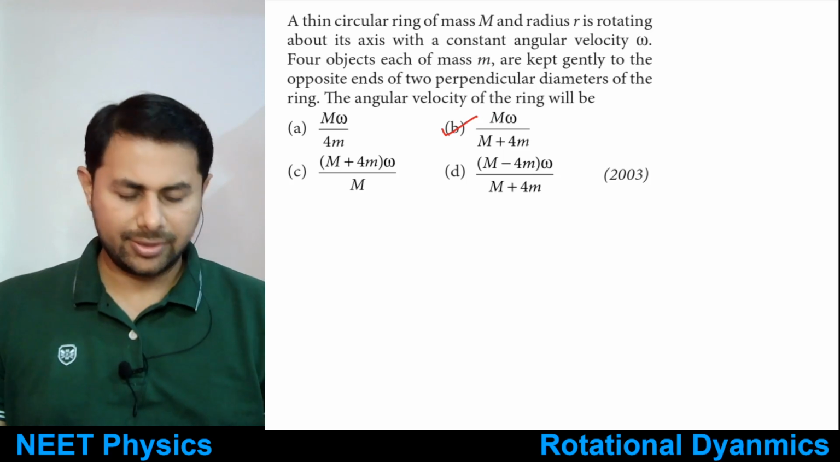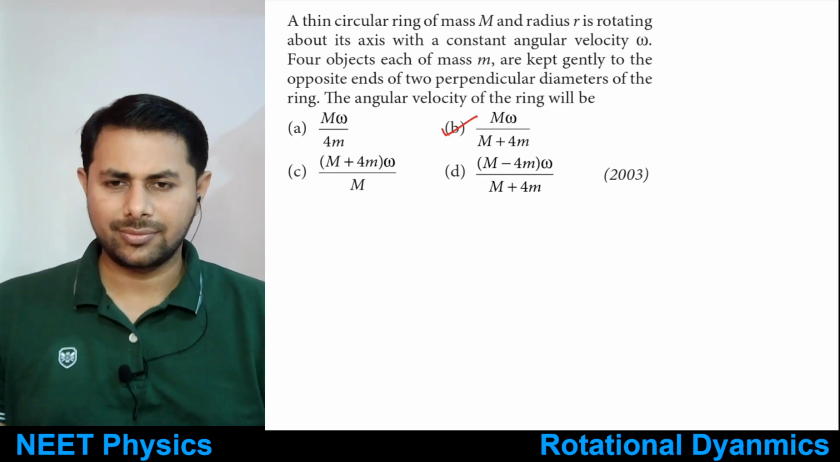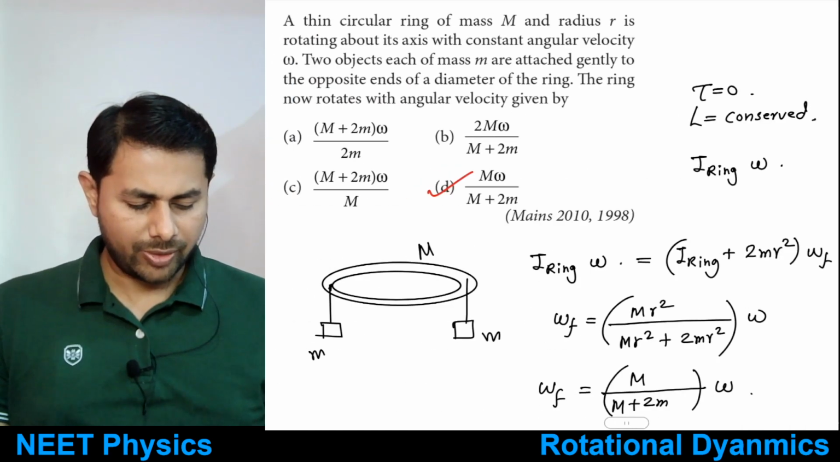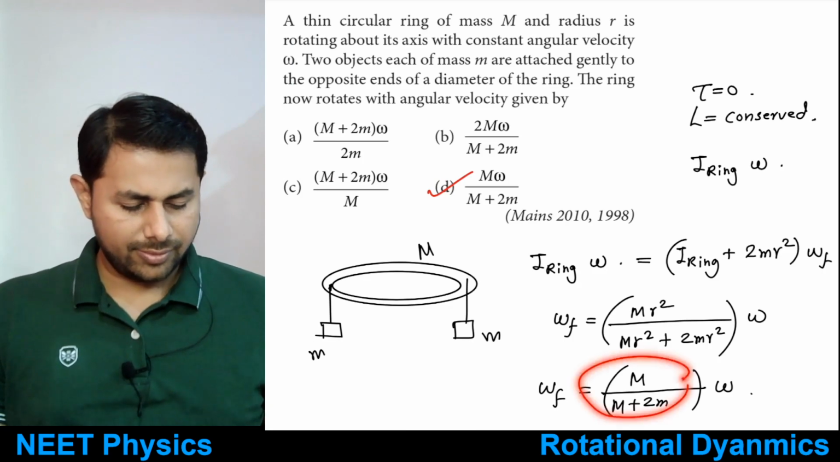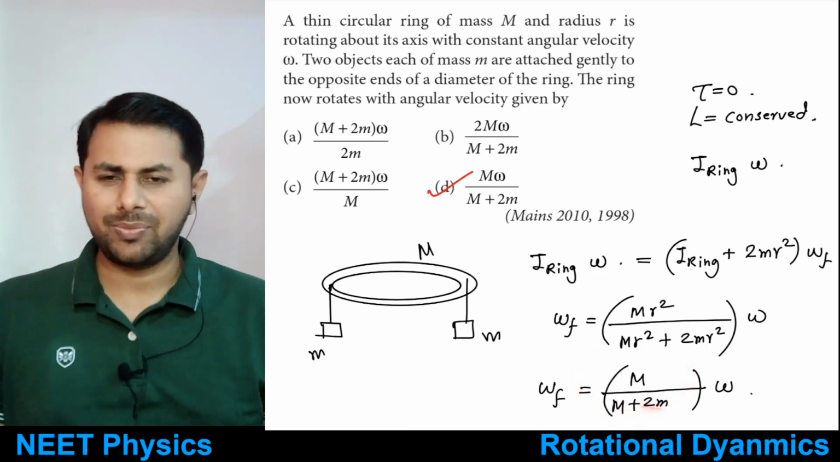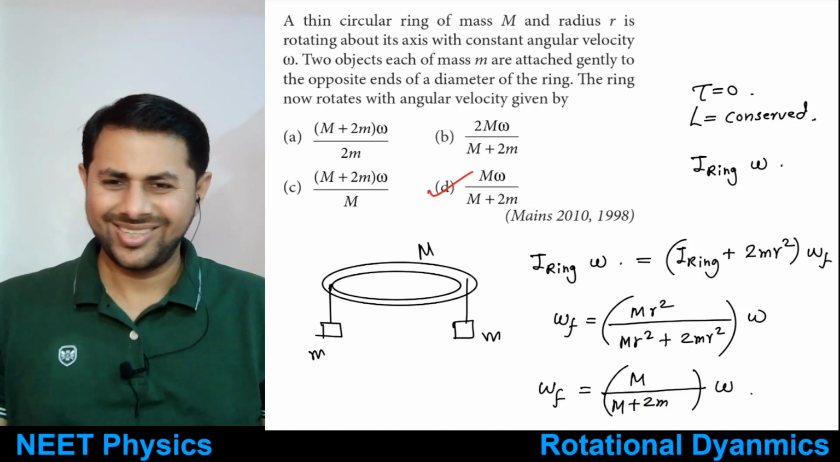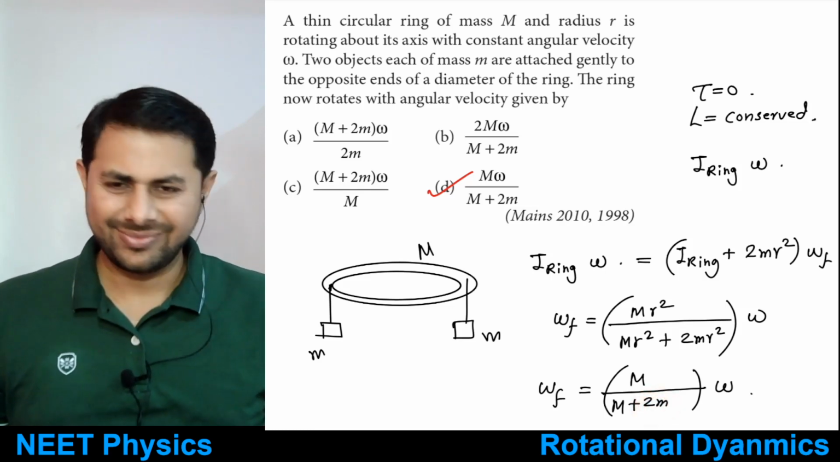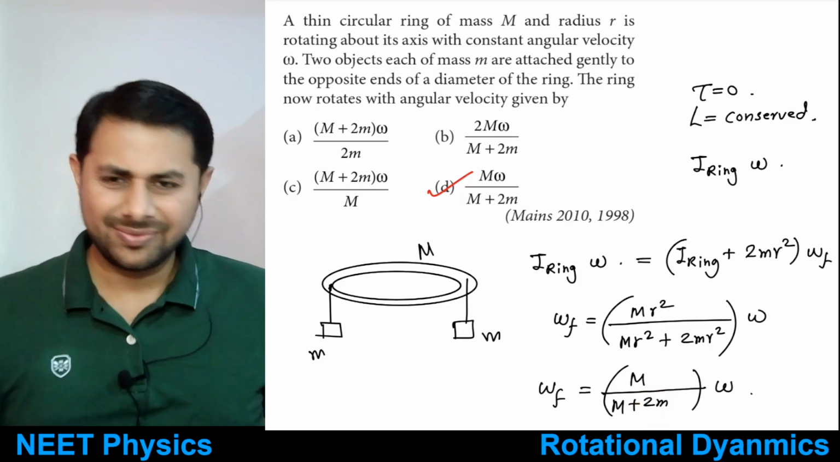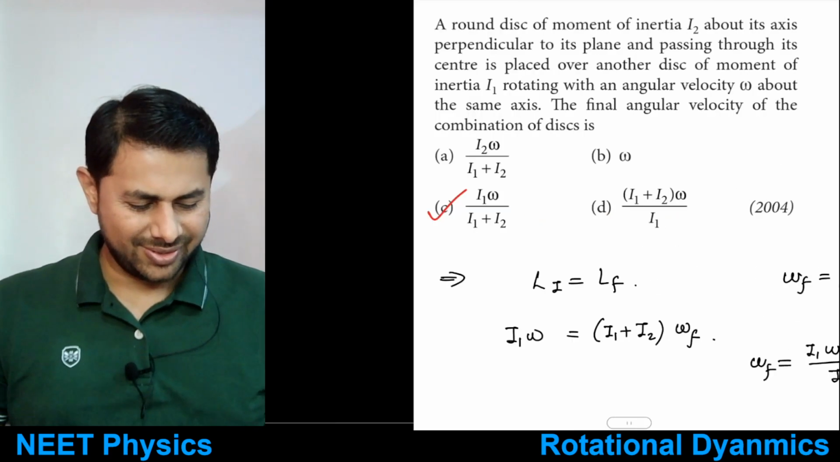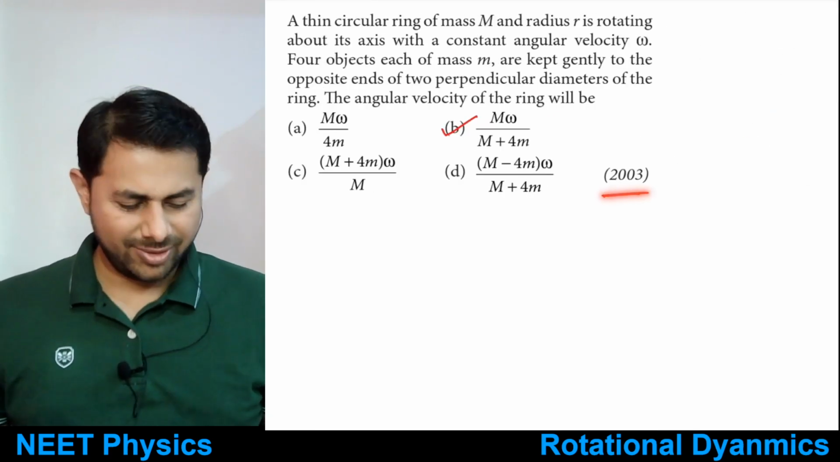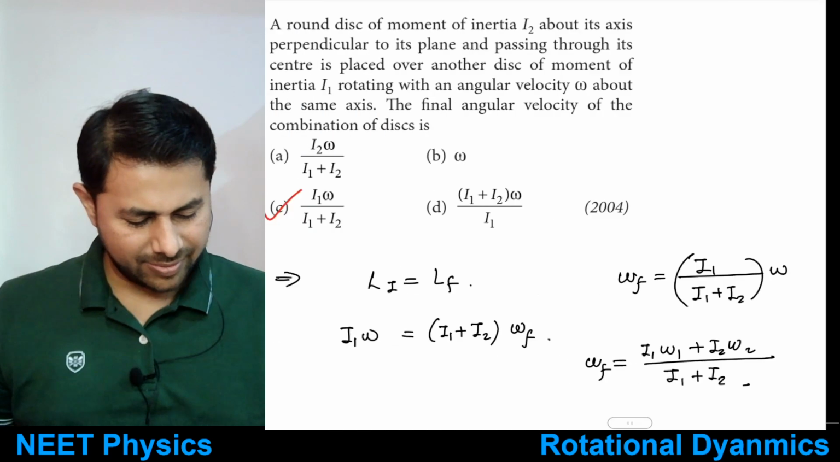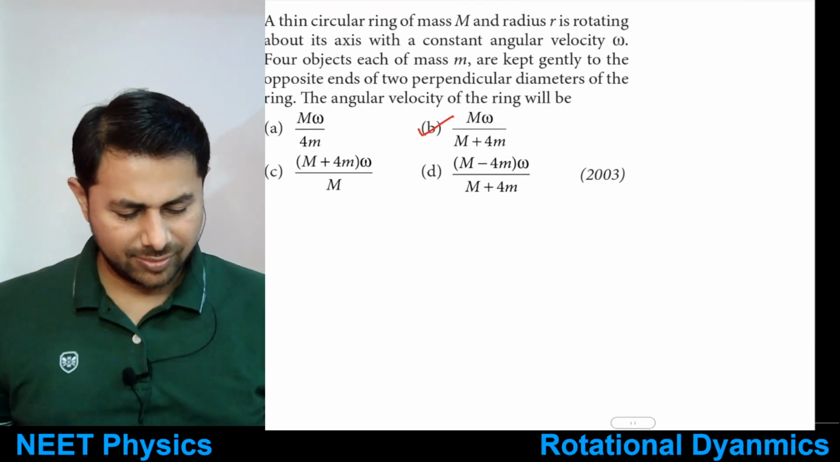It is option B, right? We just solved a problem like this, no? Here 2 masses were connected, there 4 masses are connected. What's the difference? No difference, right? So in place of 2m, there will be 4m. Is this thing clear? Okay, good. So this is a repeated one. As I can see, at least 3 times in these questions.